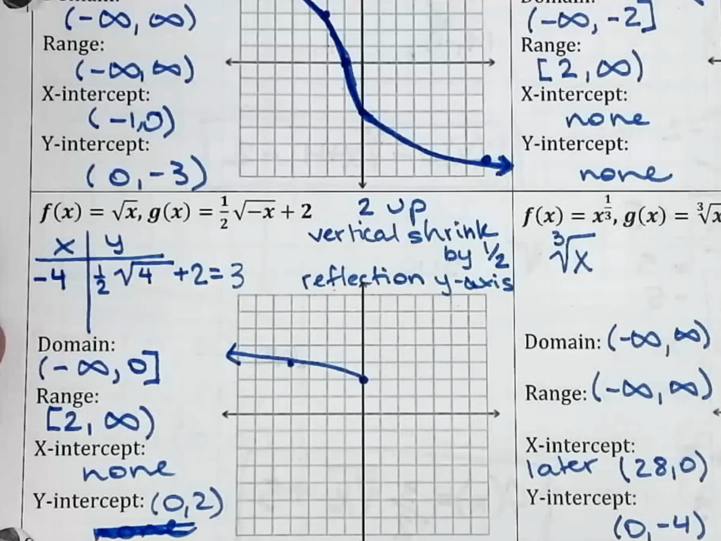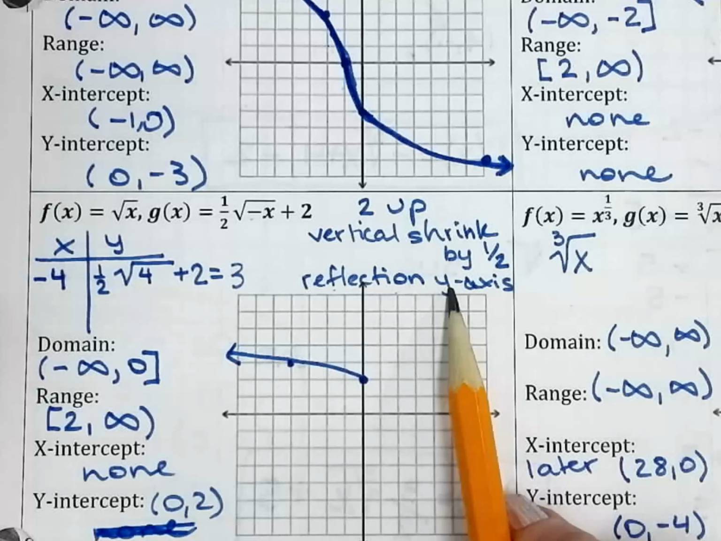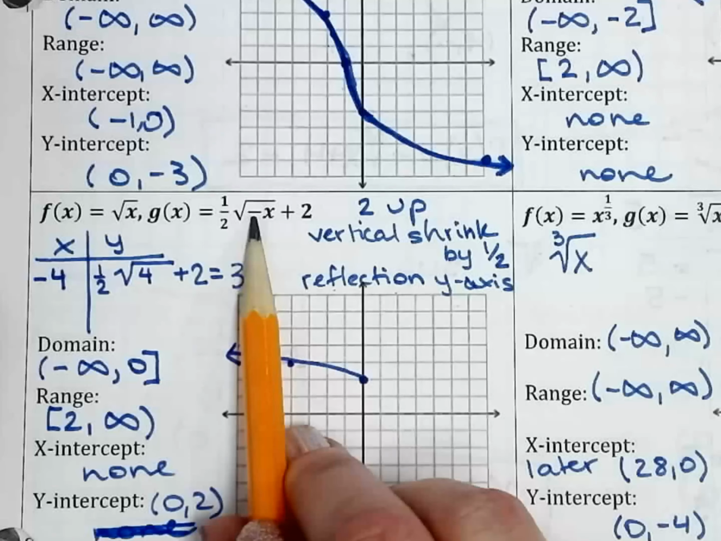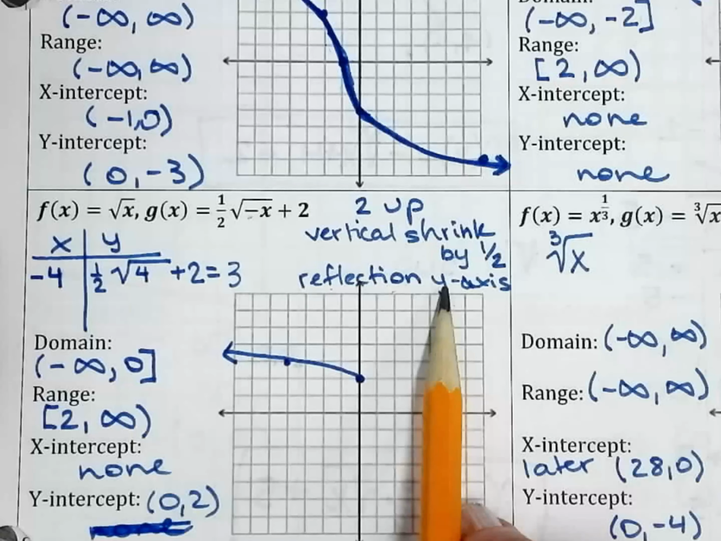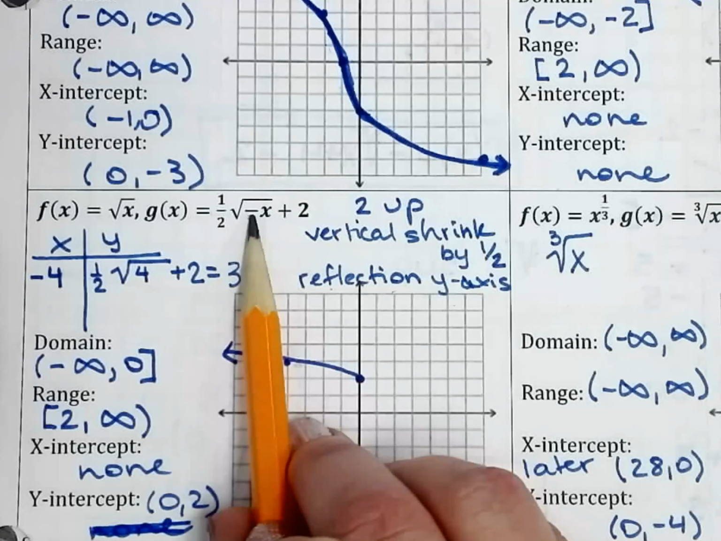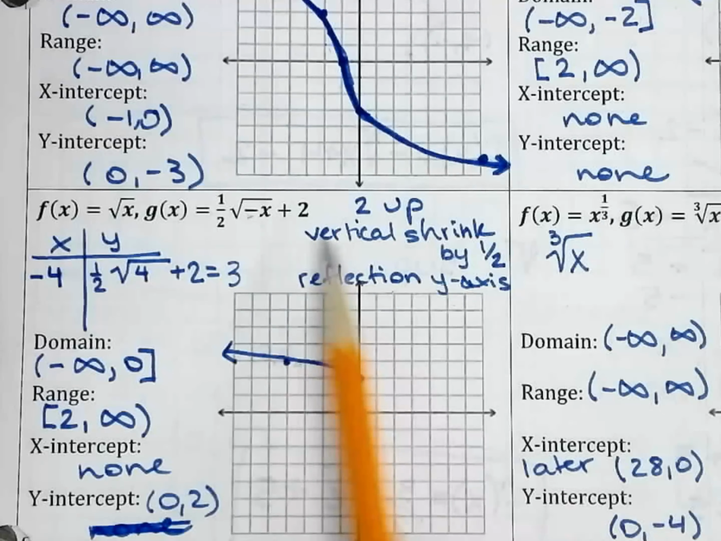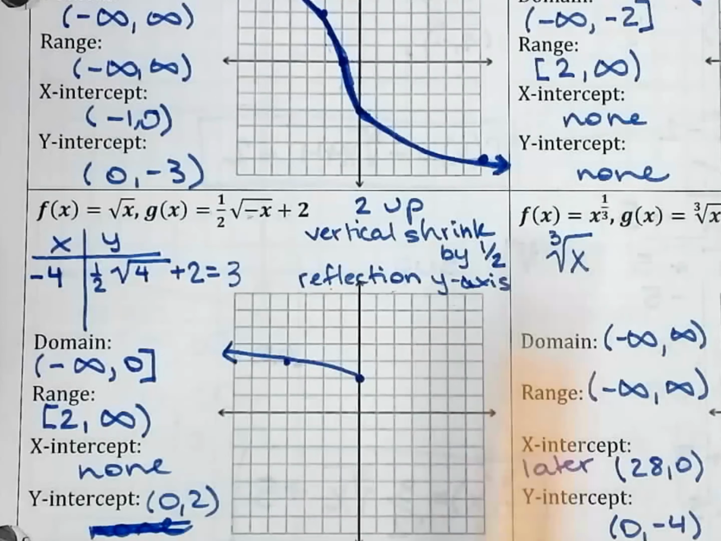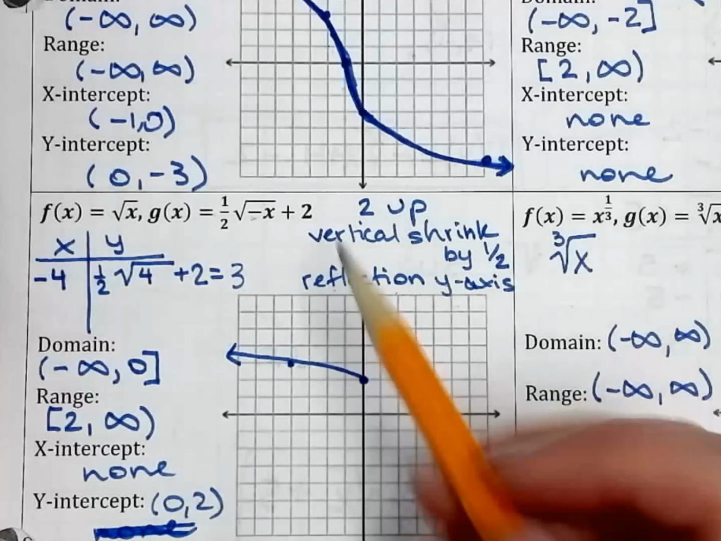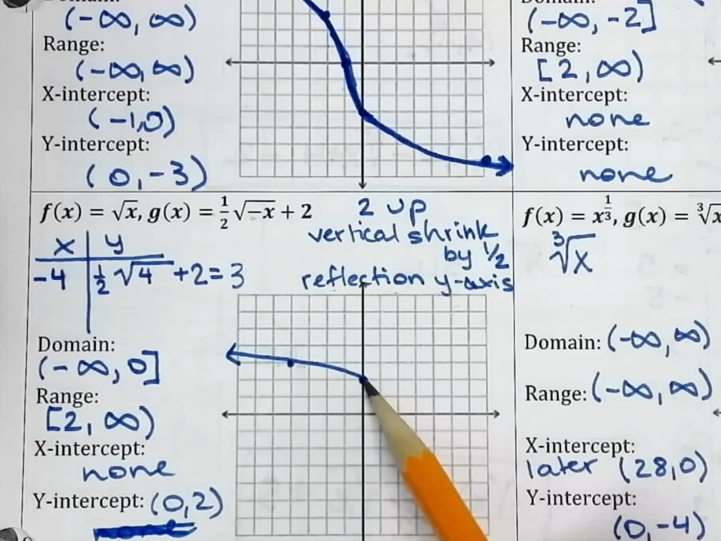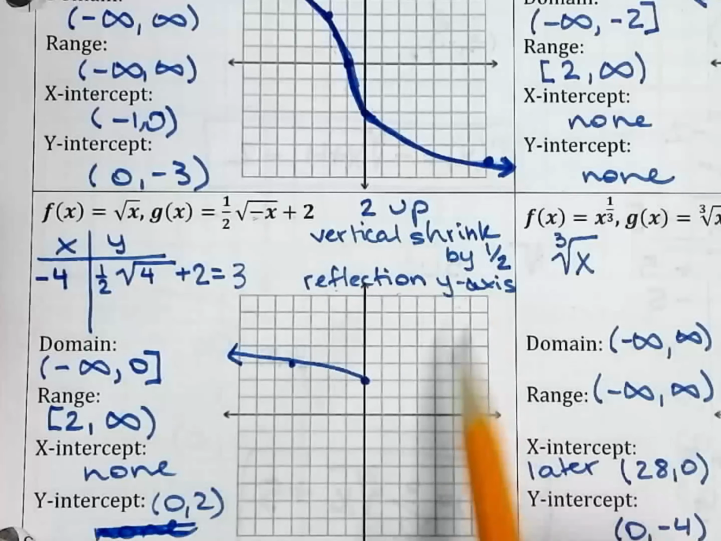Now this negative right here indicates reflection over the y because the negative is inside. If the negative was on the outside, then it would be reflection over the x. But because it's inside the radical, that's reflection over the y. Okay? And then the +2, that's easy, that's up 2. I feel like the easiest way, you know it's going to start at (0, 2) right there, and it's going to go that way because it's reflected over the y.